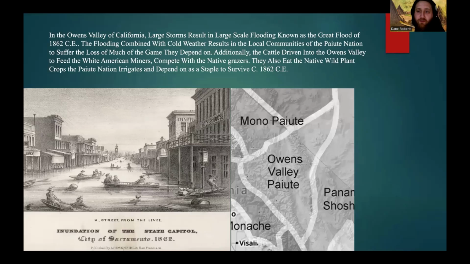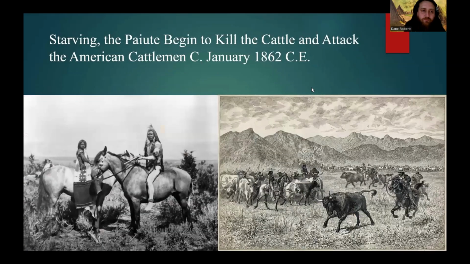Additionally, the cattle driven into the Owens Valley to feed the white American miners would begin to compete with native grazers. And they would also eat native wild plant crops the Paiute Nation would irrigate and depend on as a staple to survive, with all this, of course, taking place in 1862 CE. Starving, the Paiute would begin to kill the cattle and attack the American cattlemen sometime in January of 1862 CE.